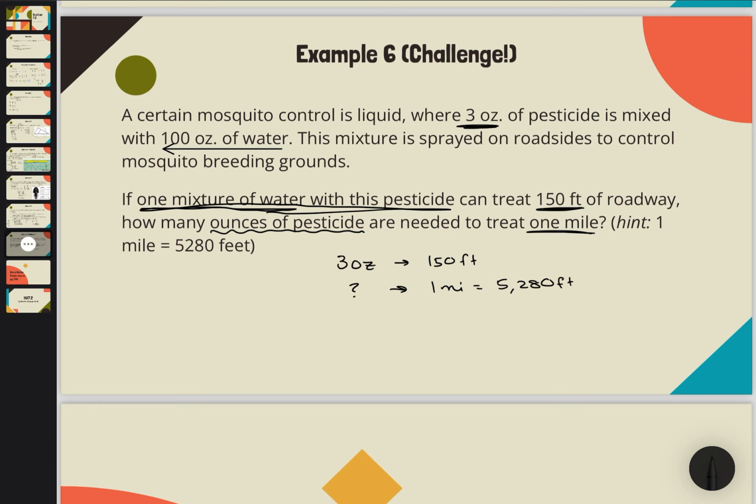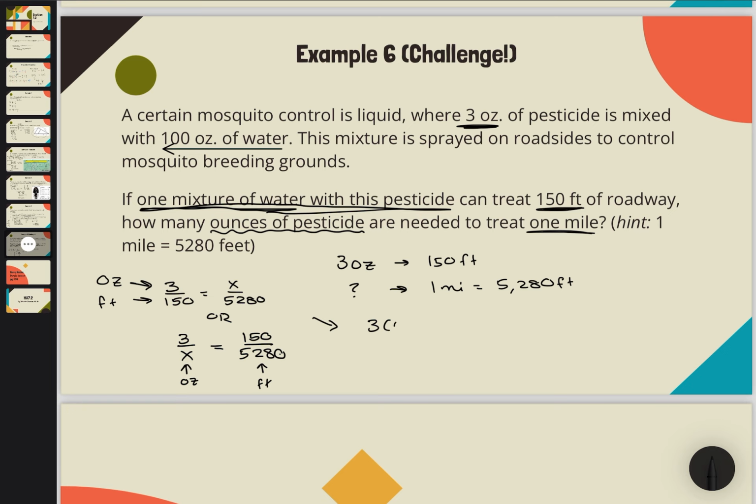Well, there are 2 ways that you can set up your proportion here. I can say 3 ounces corresponds to 150. So how many ounces corresponds to 5,280? For this one, for example, I'm keeping the ounces on top and the feet on the bottom. Or you could say, I know that 3 corresponds to 150, and x is going to correspond to 5,280. Both of these work. This one is keeping the ounces in the same column and the feet in the same column. If you solve either one of these, this is now heading to step 3, solve.